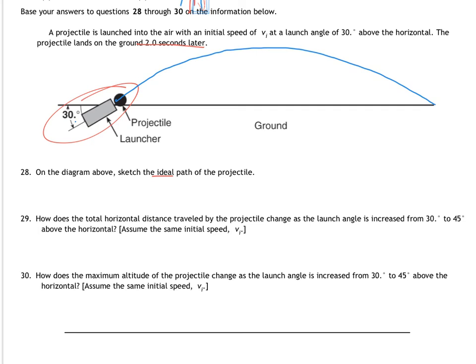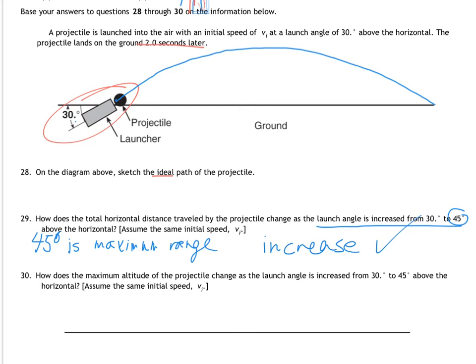All right, so 29. How does the total horizontal distance traveled by the projectile change as the launch angle is increased from 30 to 45? So here's the thing. 45 degrees is going to give you the maximum range. So if 45 degrees is the maximum range and 30 is less than that, then that means that the total horizontal distance traveled as you increase the angle from 30 to 45, it has to increase.